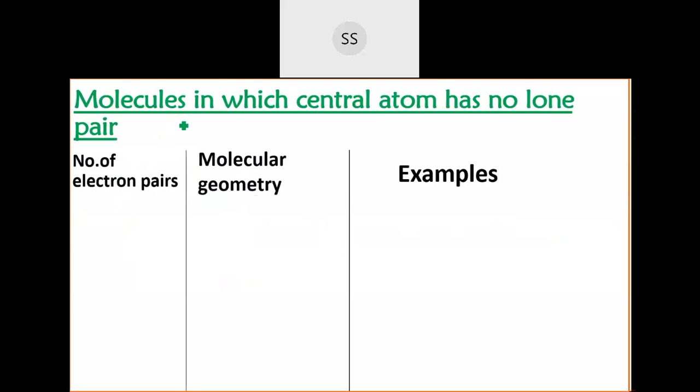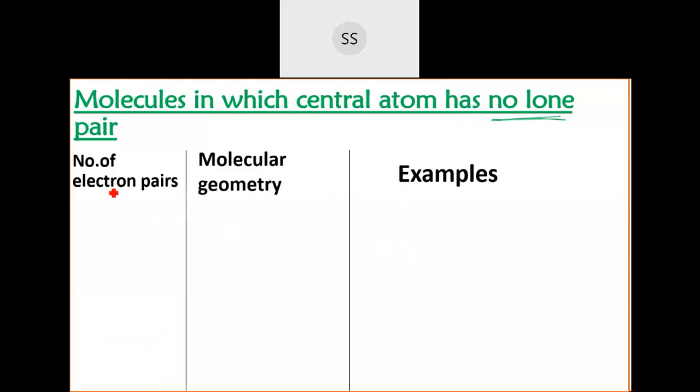So the molecules we are going to discuss don't have a lone pair of electrons. They just have bond pairs. So we will discuss only the ones having bond pairs first. Then later we will go for the central atom which has a lone pair of electrons. Central atom, you remember, is the one which is present alone.